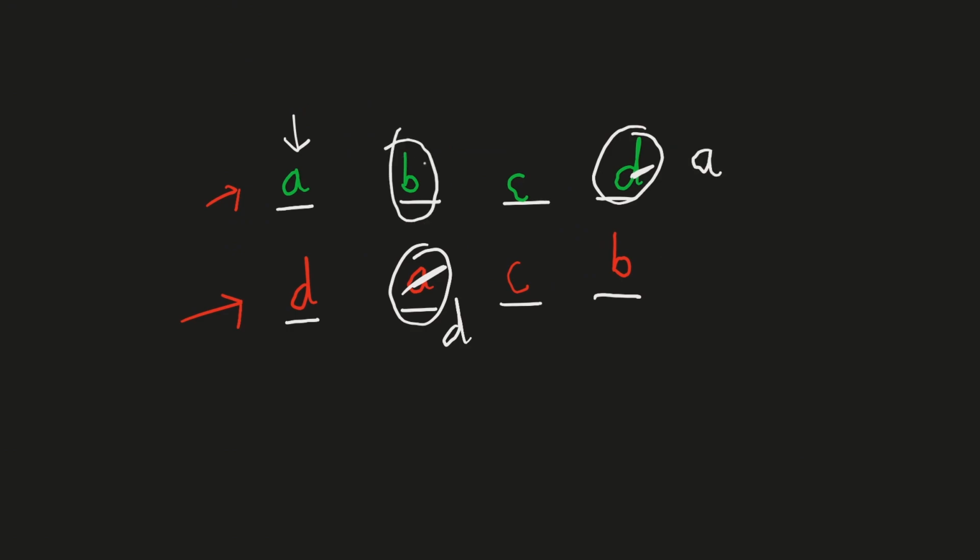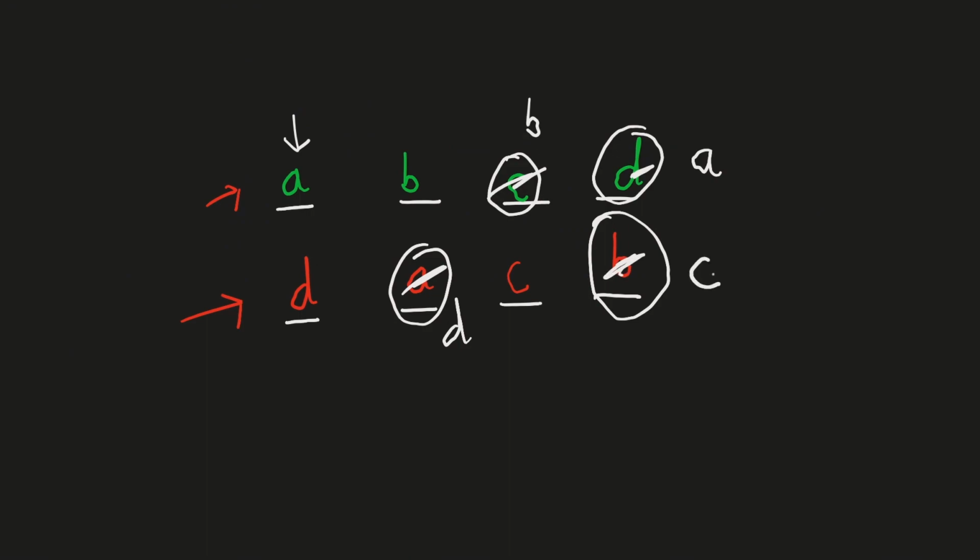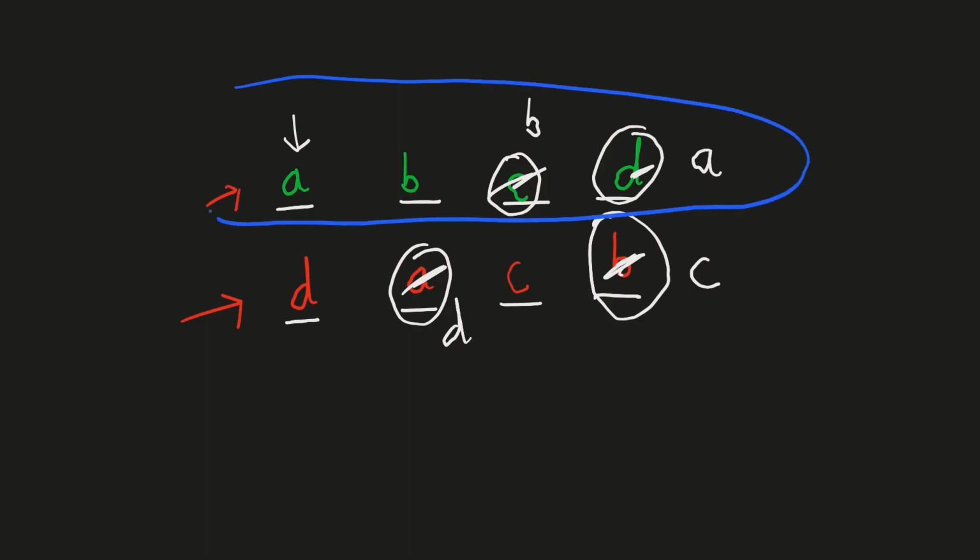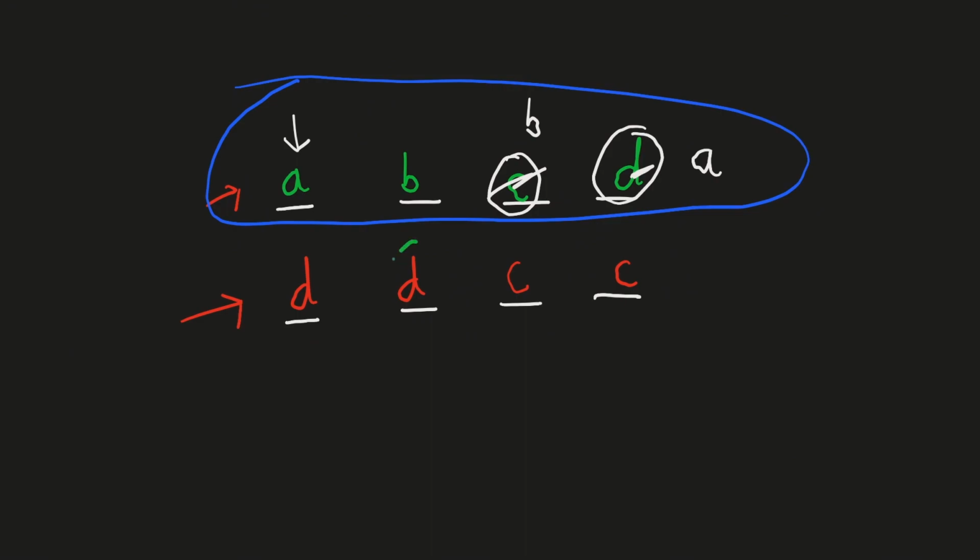Similarly, we have a B over here. So we need a B over here. So we'll swap this with this character. This will now become a B and this will now become a C. So we see that this word is now completely a correct palindrome. And for our second word, if we swap these two positions, this will now become a valid palindrome.